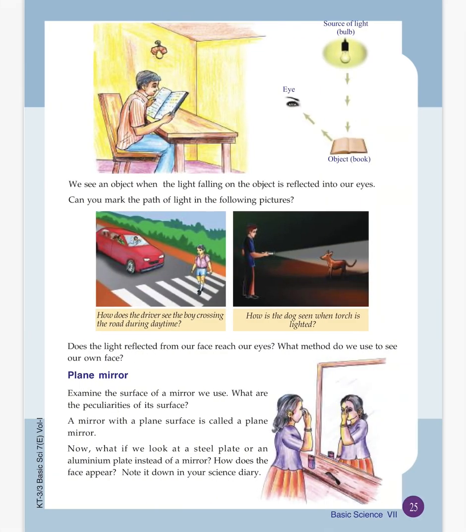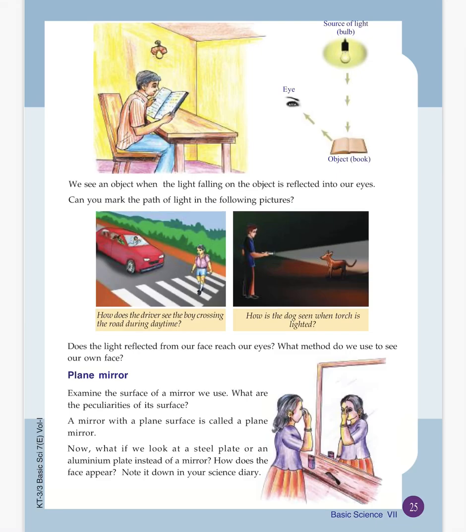Now this boy is reading a book under a bulb. Now how is he able to read it? The light from the bulb is falling on the book and then it is reflected to the eye. So we are able to read the book. Now we can see an object when the light falling on the object is reflected into our eyes. Can you mark the path of light in the following pictures?